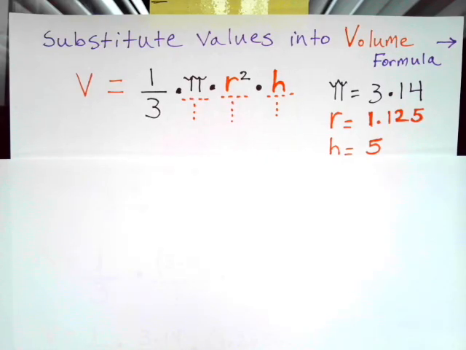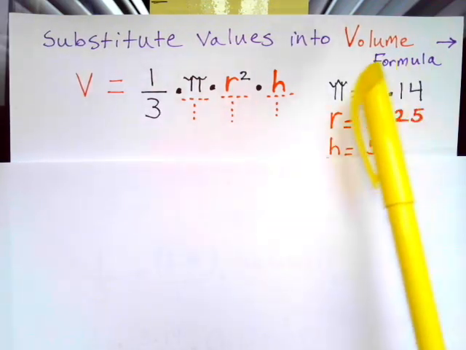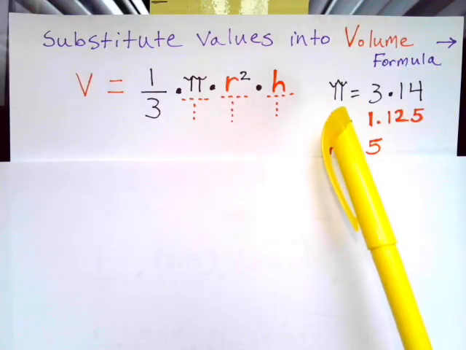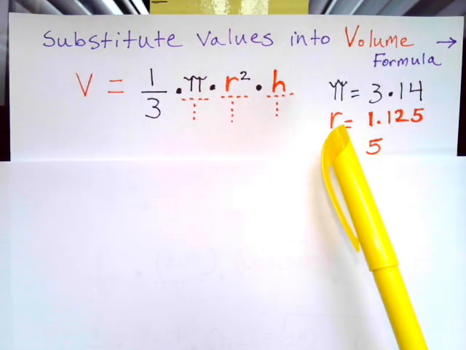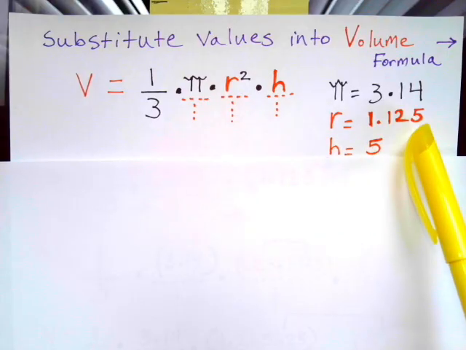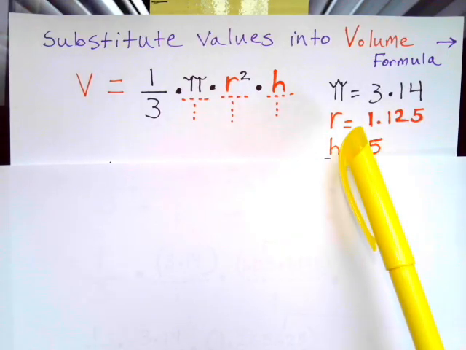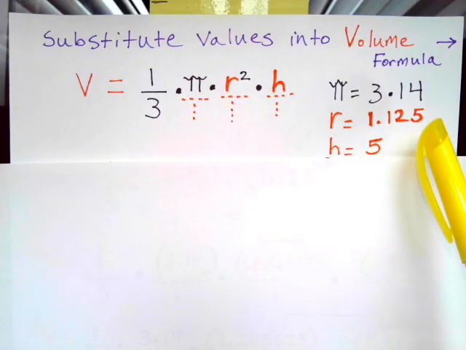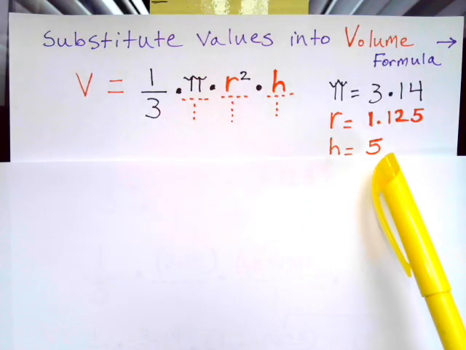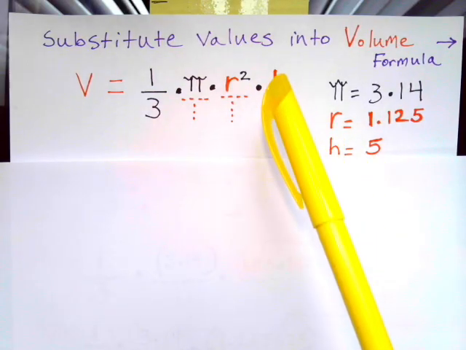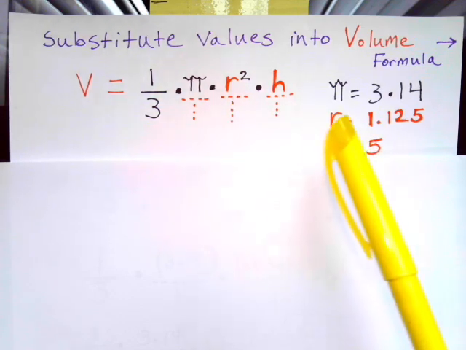Hello, welcome back to part 4 video of finding volume of a cone. In this particular part 4 video, what I'd like to do is take the values that we organized: pi 3.14, our radius, which remember was half of the diameter, so we just divided the diameter by 2, and our height, which was given as 5, and substitute them into the formula.